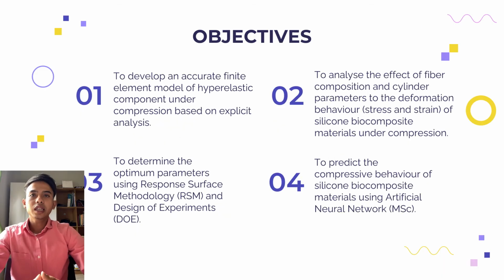The objective of this study is to develop an accurate finite element model of a hyperelastic component under compression based on explicit analysis, then to analyze the effect of fiber composition and cylinder parameters on the deformation behavior, stress and strain of silicone biocomposite material under compression. Next, to determine the optimum parameters using response surface methodology and design of experiment. Lastly, to predict the compressive behavior of silicone biocomposite material using an artificial neural network.